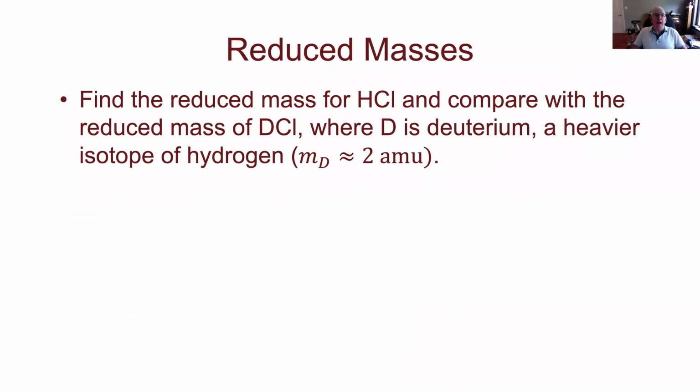We'll do a quick calculation here to illustrate a couple of ideas about the reduced mass. I'm going to find the reduced masses for HCl and for DCl. HCl is just hydrogen chloride, and DCl is hydrogen chloride where we've replaced the hydrogen atom with deuterium. The deuterium is an isotope of hydrogen that has a neutron in it. So the atomic weight of deuterium is roughly 2 AMU versus 1 AMU for the hydrogen in HCl.